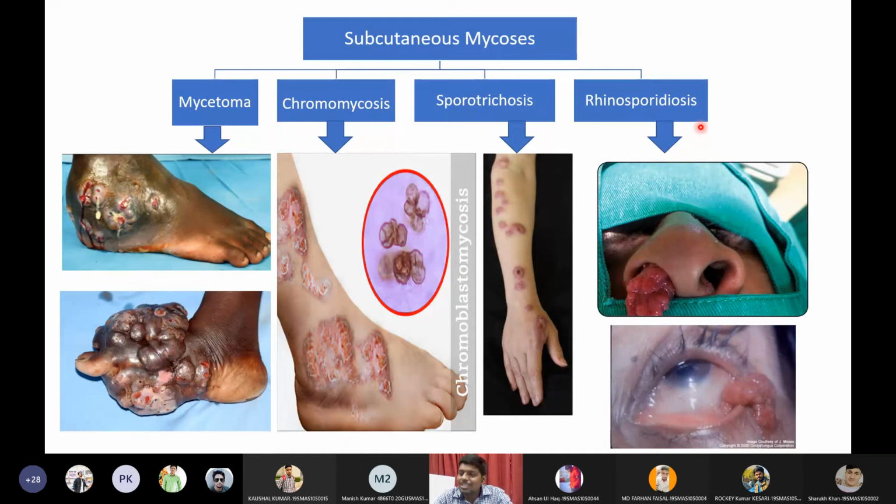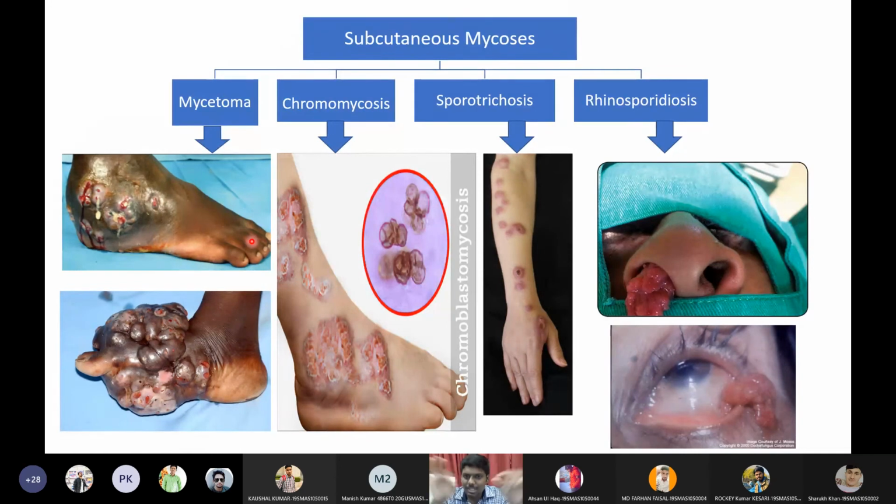Chromomycosis is caused by what fungi? See, it will be good if you prepare a table. Draw 4 lines and write the fungus names. Mycetoma is caused by 4 species. Chromomycosis is caused by Fonsecaea pedrosoi and Fonsecaea compacta. Sporotrichosis is caused by Sporothrix schenckii, whereas rhinosporidiosis is caused by Rhinosporidium seeberi. Make a table for the 4 diseases on 1 page. Then you can easily memorize it.